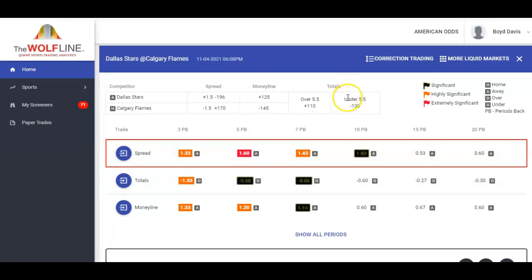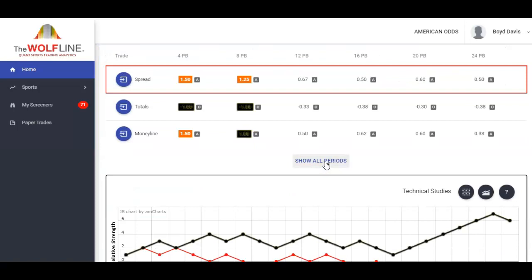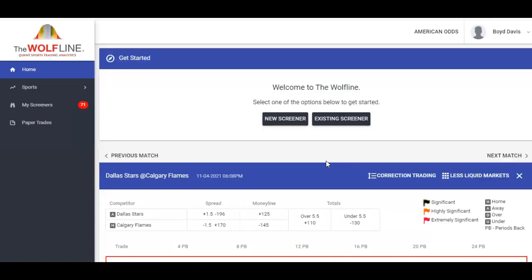So you can also, lastly, go into the more liquid markets, the less liquid markets, and also the correction trading versus momentum. So if you want to, say, follow more of the momentum piece, you can. And this other section of charts, we were doing more of a correction trading. So you're trying to buy low, sell high. So you can use this tool in many different ways.